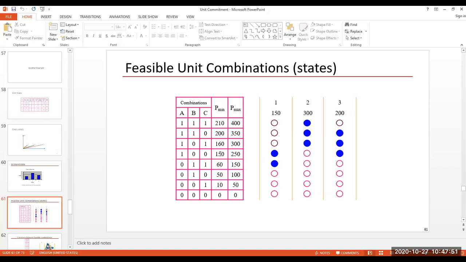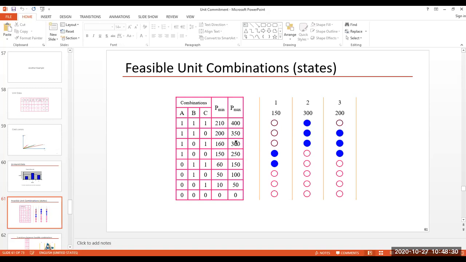In this one, you see the minimum is 150, and also the maximum is 250, which is higher than 150. So the demand is actually within Pmin and Pmax. Actually, it is exactly equal to Pmin. So it is within the range. This is the keyword: within the range of Pmin and Pmax. The demand 150 is within the range, and that will satisfy the criteria for being a feasible state. So this one is another feasible state.